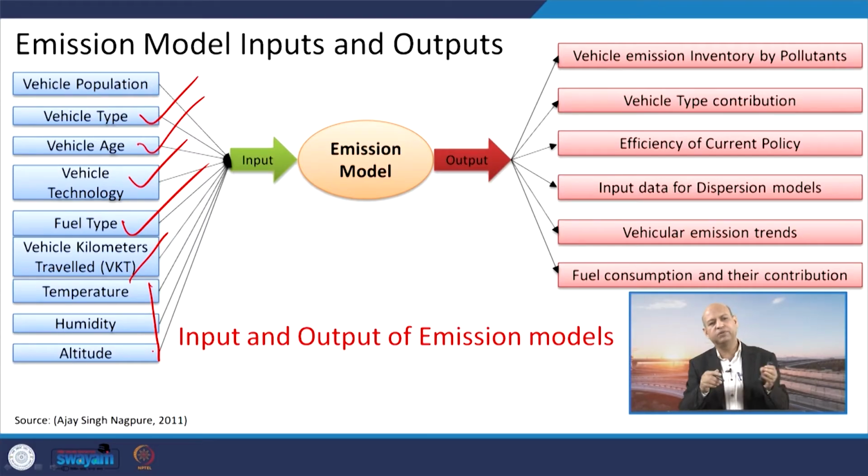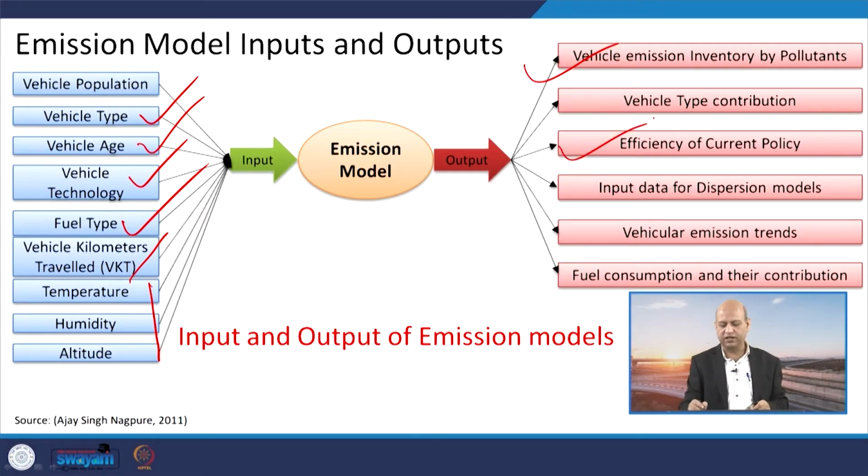Those values can be taken in different ways, like vehicle emission inventory by pollutants, meaning how much CO2 or other greenhouse gas or hydrocarbon or NOx or SO2 or PM 2.5 is coming out. Also the vehicle type contribution, how much contribution there is to a particular pollutant from 2-wheelers, 3-wheelers, 4-wheelers. That matrix will give you an idea of which area you should control first if you want to reduce a certain pollutant, because you will know from which vehicle how much of that pollutant is coming out, right.